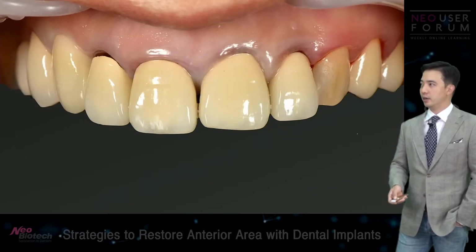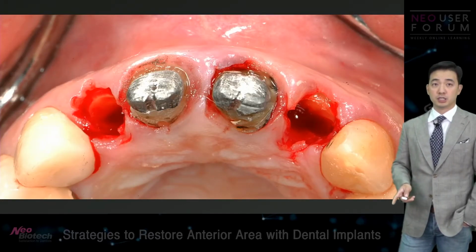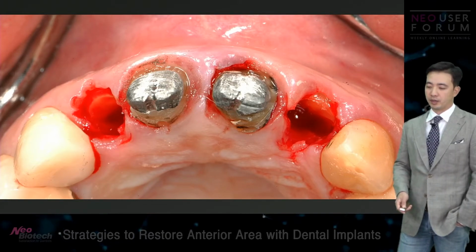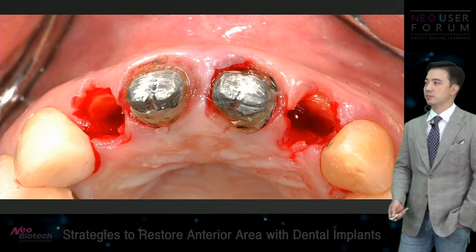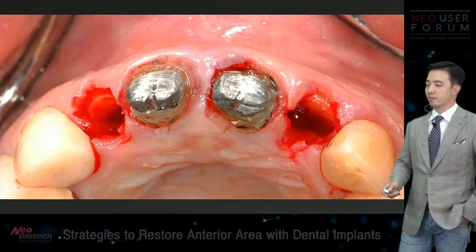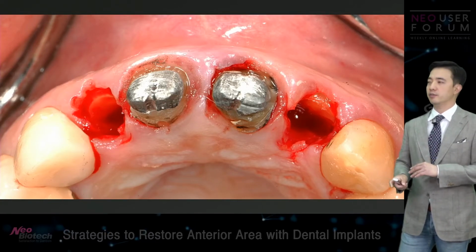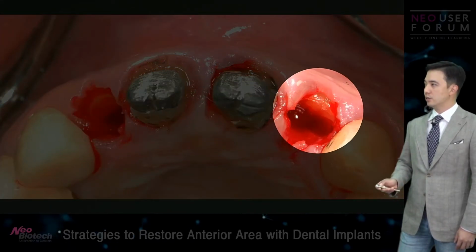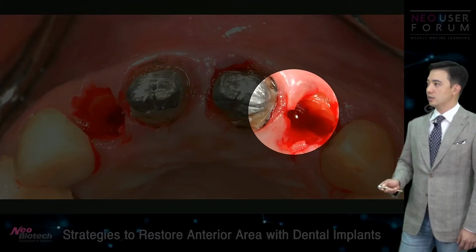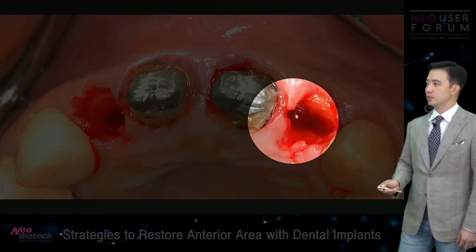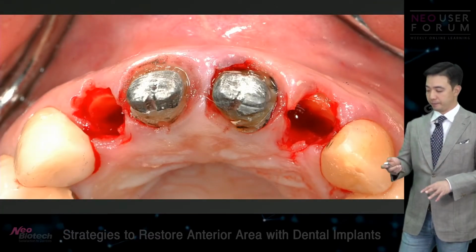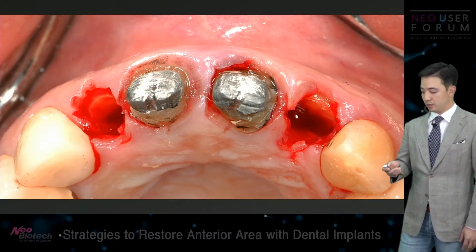But I just wanted to stage this because I didn't want her to wear a flipper, a removable interim RPD on her front teeth. So this was kind of a strategic staging of extraction. So what I did was, I also used the socket shield technique to place implants on number 12 and 22. I just wanted to keep these two to hold the provisional restoration. Okay.